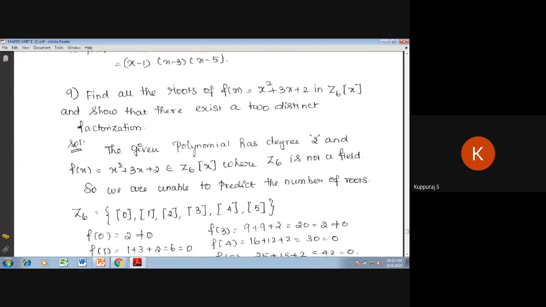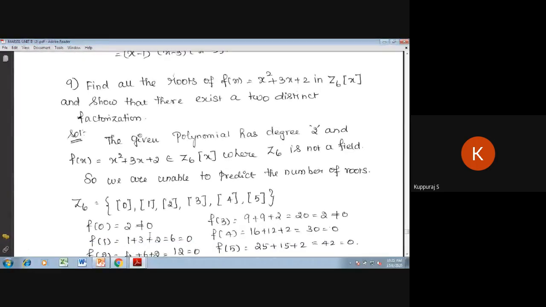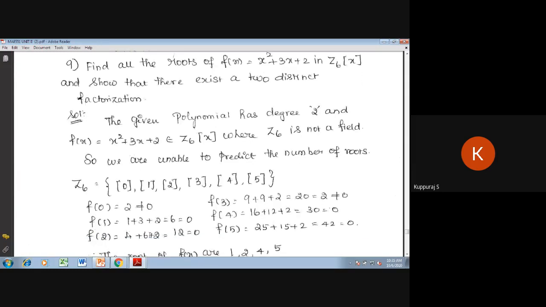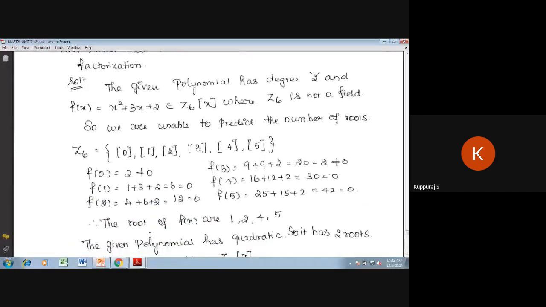The given polynomial has degree 2, since the highest power of x here is 2. Therefore, the degree of f of x is 2, and they defined f of x in Z6 of x, which means the coefficients of the indeterminate x belong to Z6. The set Z6 has the classes 0 to 5. So Z6 contains 0, 1, 2, 3, 4, 5.